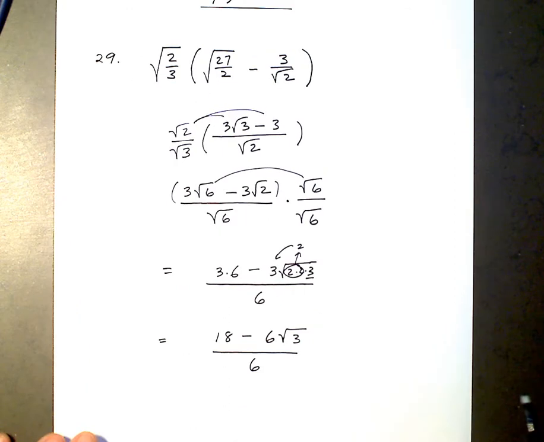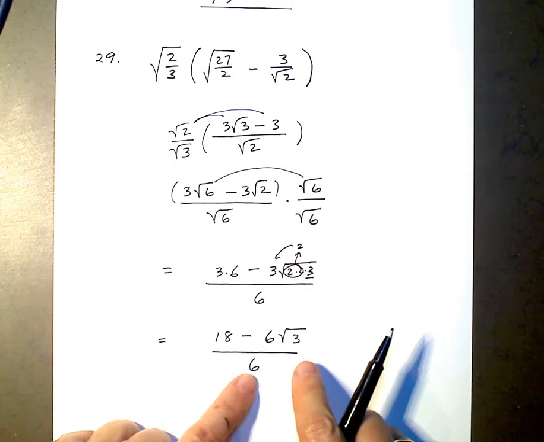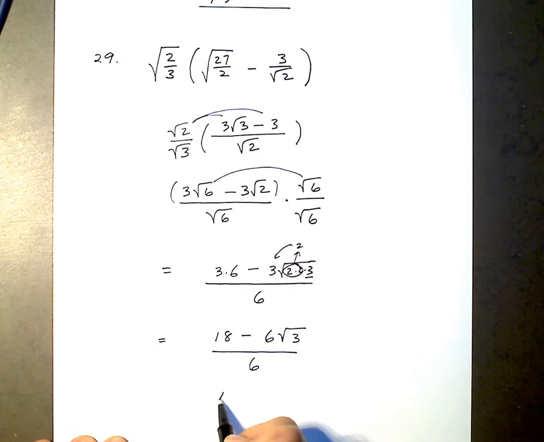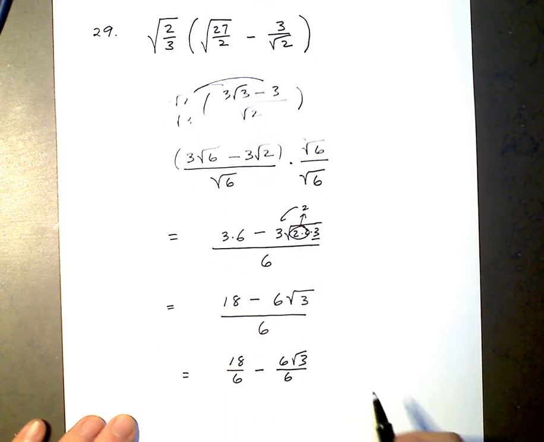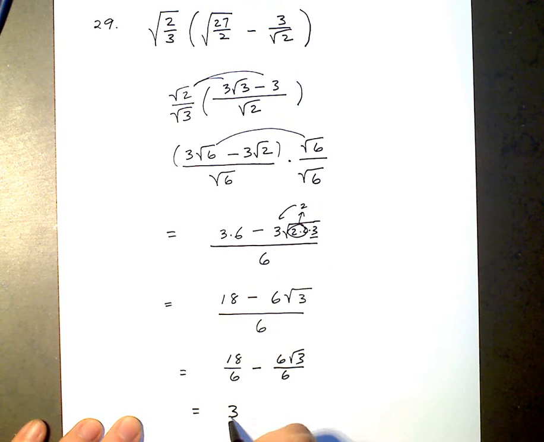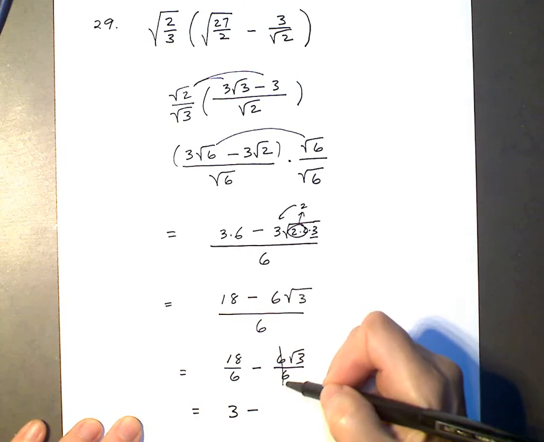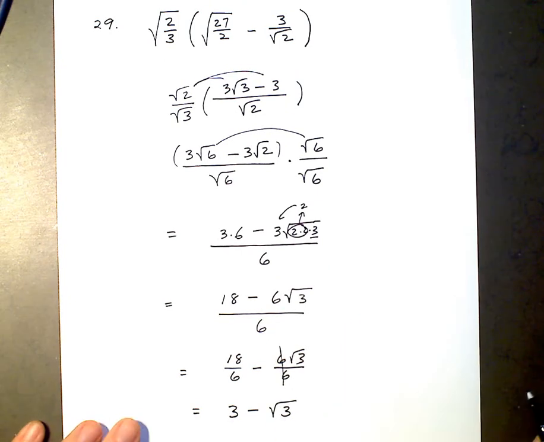Now, both of these terms divide evenly by 6, so I could look at this as 18 divided by 6 minus 6 root 3 divided by 6. So in the very end here, I have 3 minus, those will cancel, the square root of 3. And that's it.